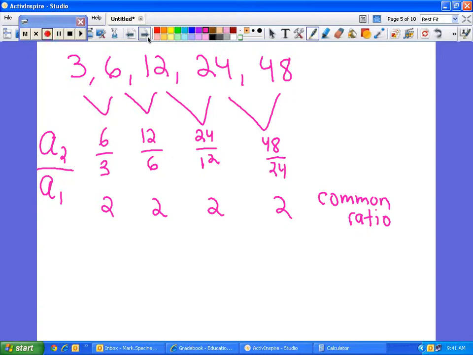Go on to the next one. 12 divided by 6 gives us 2. 24 divided by 12, big surprise, gives us 2. And then 48 divided by 24, once again, 2. So because these values are identical, because we got 2 each time, yes, this is a geometric sequence, and the common ratio is 2.